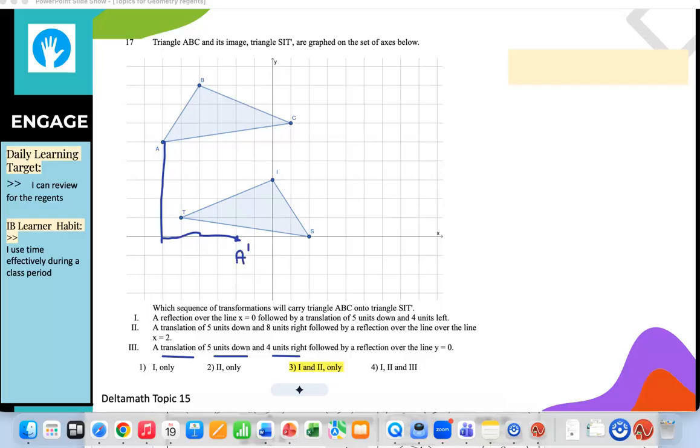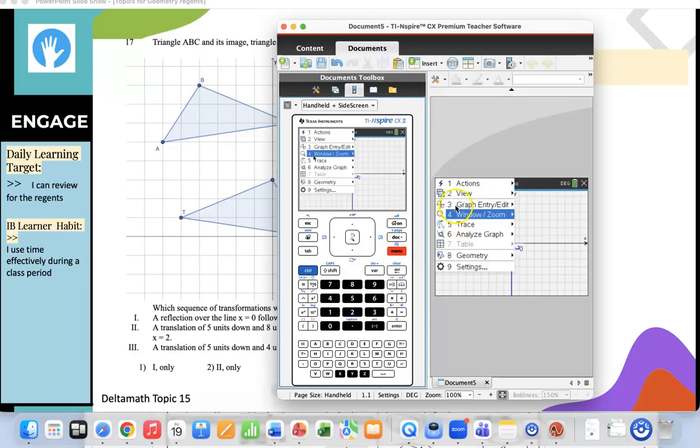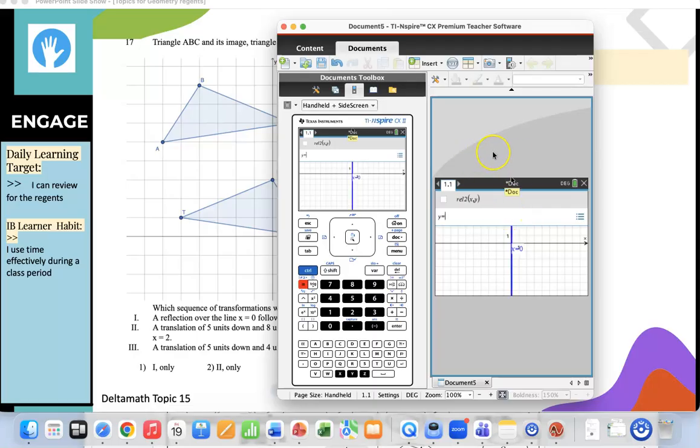And now I need to know if I reflect this point over the line y equals 0. Well, where's the line y equals 0? If you type that in the graphing calculator, I'm going to go to menu, graph entry, relation, y equals 0. That's the red line. If you hover over it, that's this line, y equals 0. That's the x-axis, pardon me.